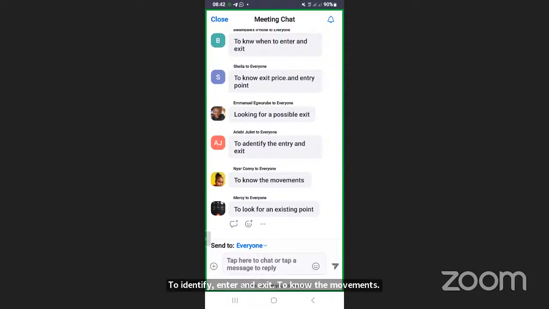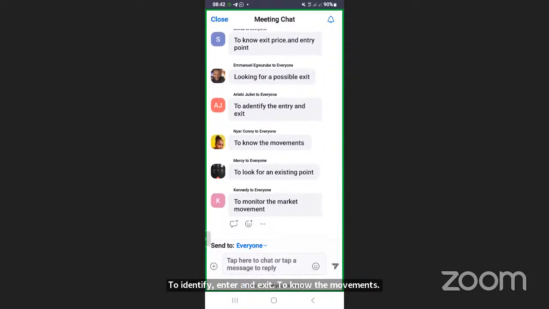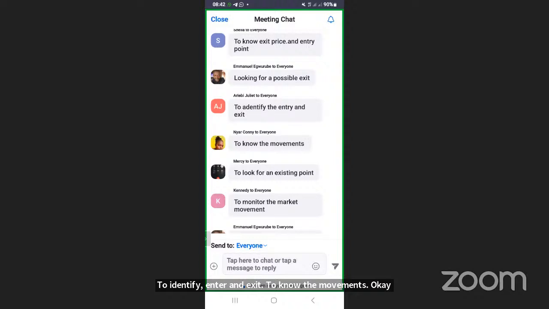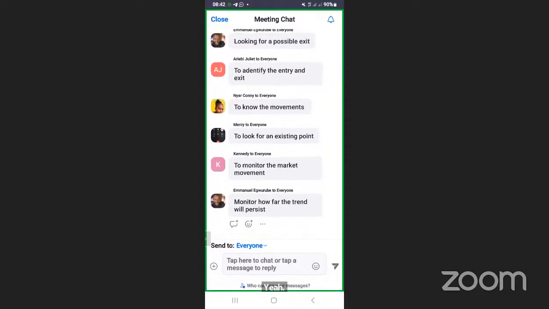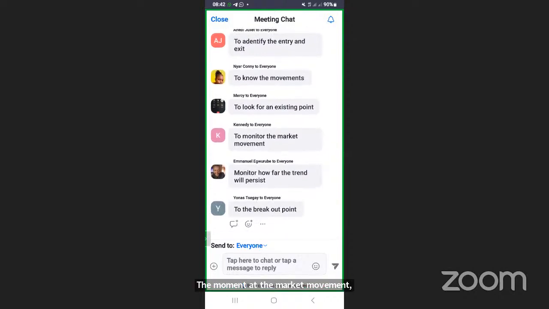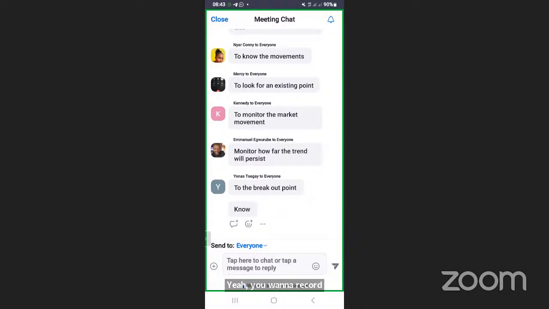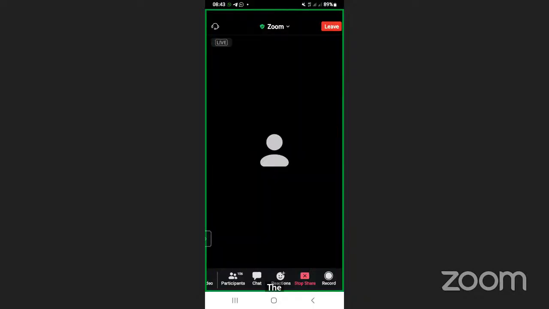Okay. To monitor the market movement, monitor how far the trend will persist. That is beautiful, Emmanuel. Emmanuel is a good student. We were following seriously. Yeah, Yona, breakout point. Beautiful. I think we have got the point. We're really getting the point why there's a need for drawing this trend line. Okay. We draw it to monitor.